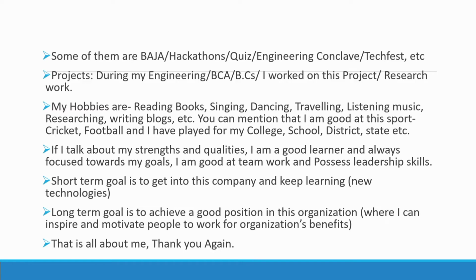What do you like and what do you do all the time when you have free time? Okay, so reading books, singing, dancing, traveling, listening to music, researching, writing blogs, etc. You can also mention that I am good at this sport, maybe cricket, football, or volleyball, and I played for my college, school, district, state, etc. Like if they ask you for your strengths and weakness, never mention your weakness, always mention your strengths.